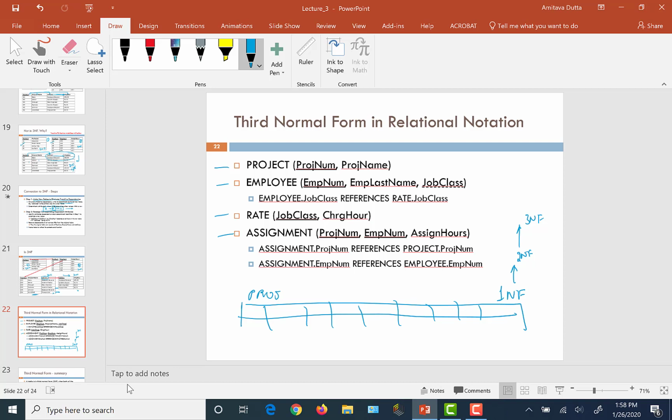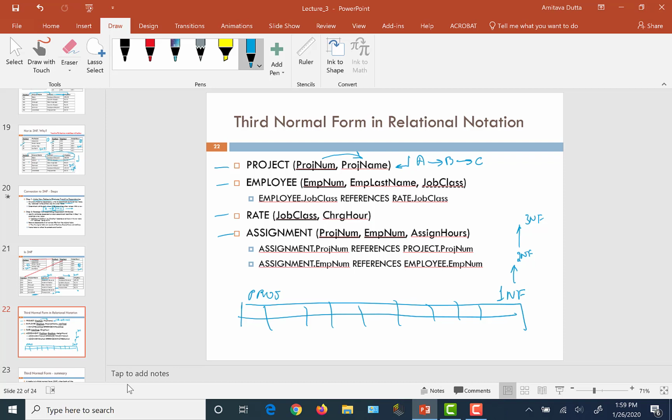So if you look at the project table here, I don't need to draw the table. I can just look at the names over here. You can see that project name depends on project number, right? So there are no partial dependencies. Why? Because the primary key just consists of one attribute, so there cannot be any partial dependency. And so you also don't have transitive dependency. You don't have a situation where A determines B and B determines C. So there are no transitive dependencies, so project is in third normal form.